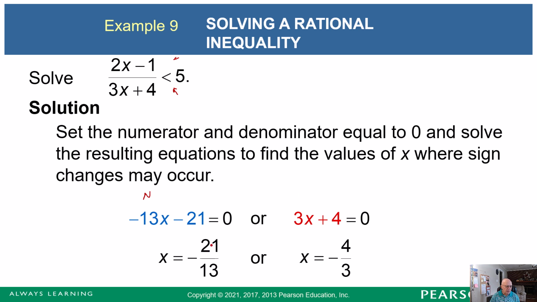So you solve this one. Here's one of those critical points. Solve this one. There's another critical point. And what does that do? That splits the number line into 3 sections one more time. You might want to check this. I think the easiest way would be to take that negative 21 over 13, throw it in your calculator, and take that negative 4/3 and put that in your calculator. See which one is to the left and which one's to the right.